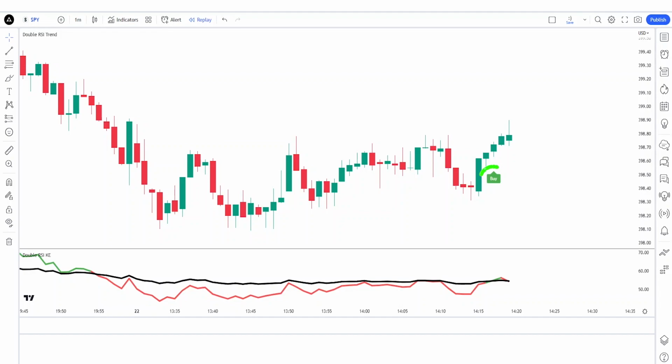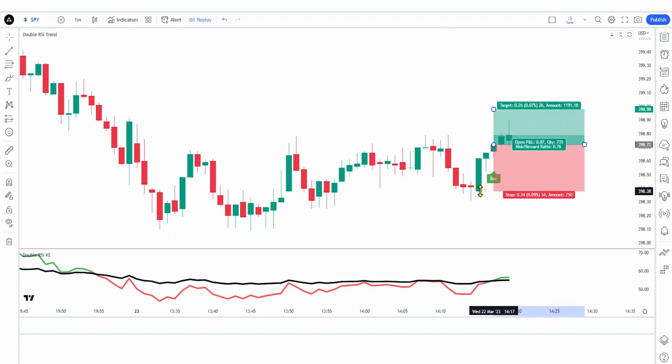So first, the double RSI trend indicator must give us a buy signal. Second, the line in our RSI for Kate indicator must be green colored and must also cross the black line upwards. And lastly, the market must form a bullish candle. If all 3 conditions are met, then we can enter a long trade.